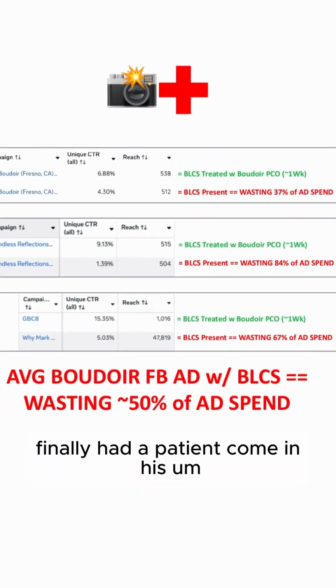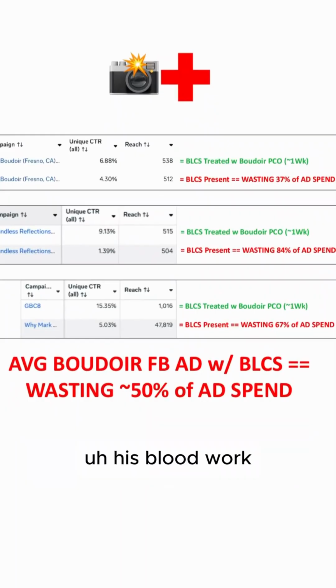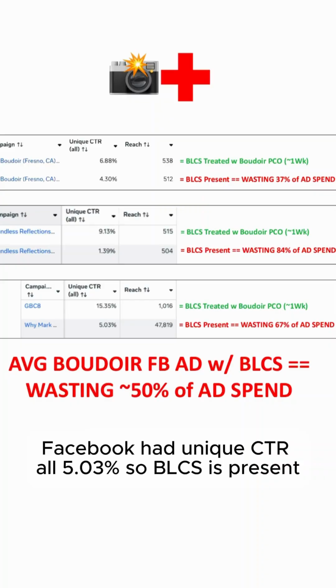Finally, had a patient come in. His Boudoir Facebook ad unique CTR 5.03%. So BLCS is present.